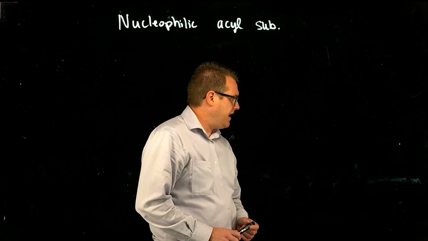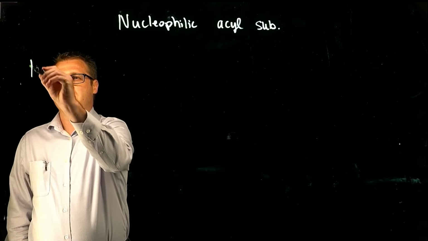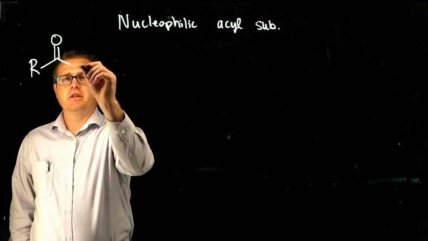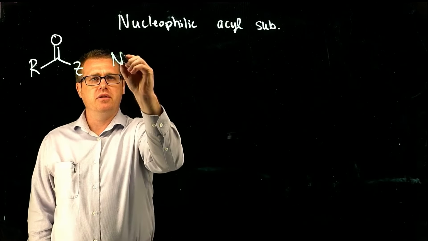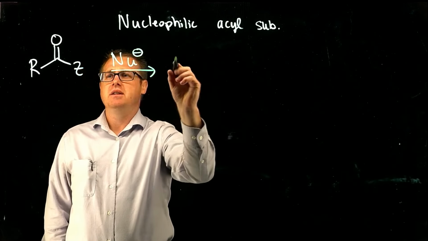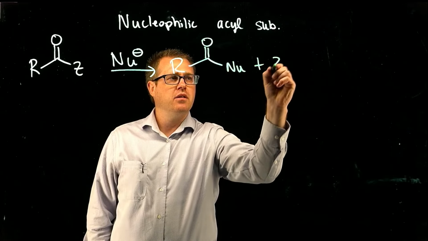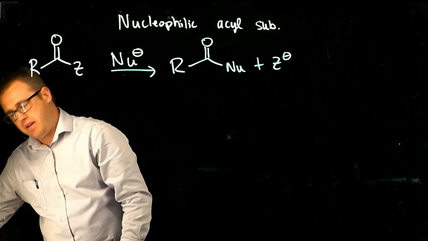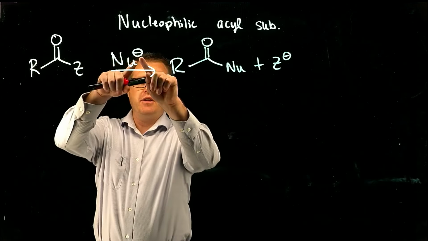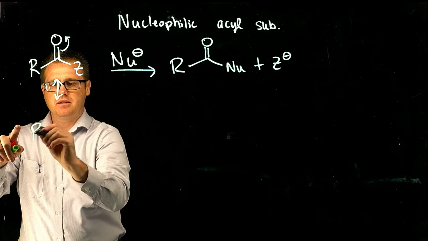Let's take a look at the generic form here. Here's our carboxylic acid derivative. We're going to treat it with a nucleophile, negatively charged. That's going to give us this. So how does it do this? Well, we see that we have an electron-rich species. And where's our electron poor? Well, remember that this guy has a resonance structure that looks like this.